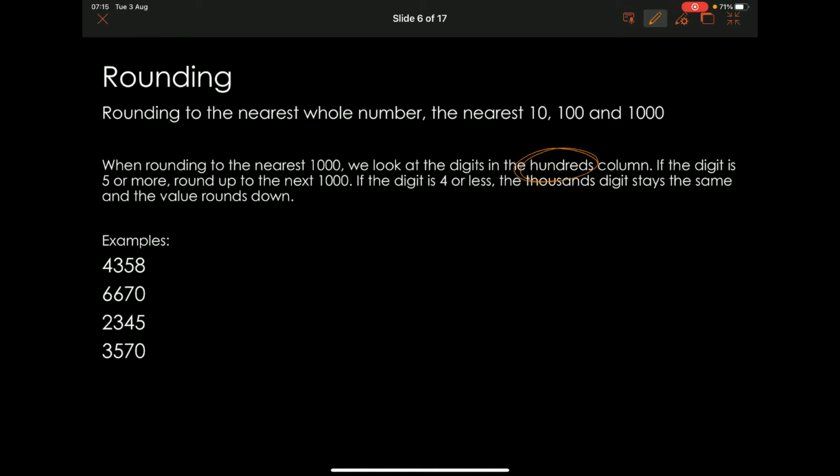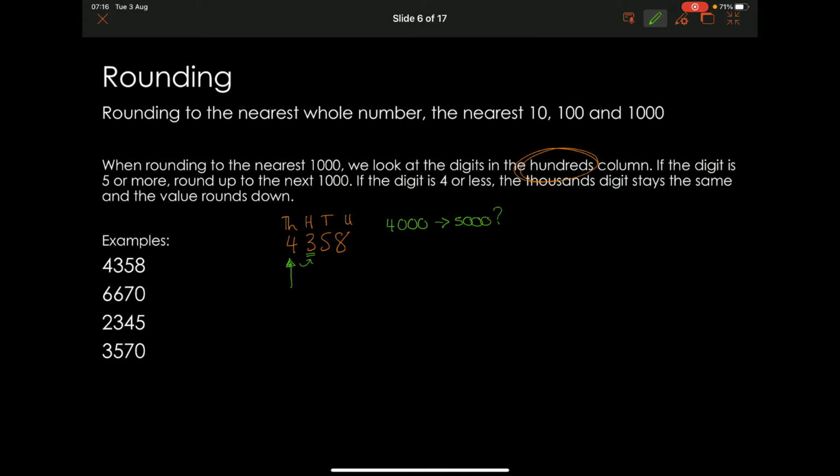Okay, if you've had a go at that, let's have a look at these examples. We have 4,358. Here's your thousands, here's your hundreds, here's your tens, here's your units. Remember, because we're now rounding to the nearest 1,000, it's this one we look at to decide. Is this closer to 4,000 or 5,000?